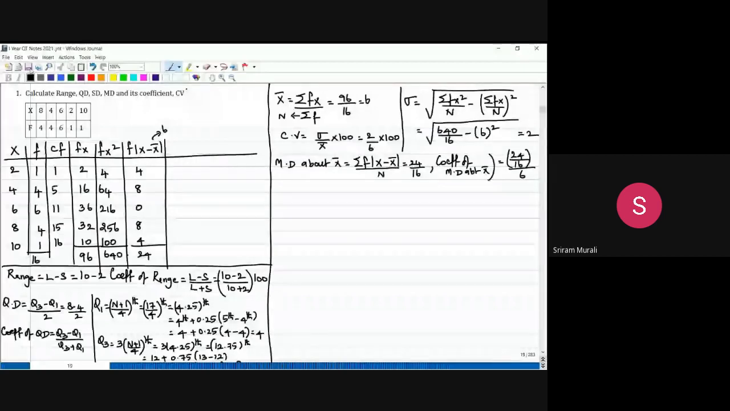Now we have to compute median. Your n is even. N is equal to 16, which is even. So what is the formula? N by 2 plus n by 2 plus 1. N by 2, 16 by 2 is the 8th observation. N by 2 plus 1 is the 9th observation.